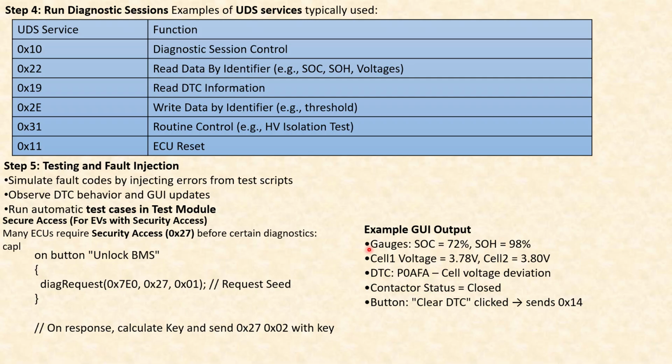For example, as a result of this implementation of the CAPL, these are the probable outputs. SOC is 72%, SOH is 98%, cell 1 voltage is 3.78 volt, cell 2 is 3.80 volt. So with this fault injection, you can find out that there is a slight cell imbalance, and also DTC P0AFA, cell voltage deviation, and contactor status closed, and the button Clear DTC is clicked, and it sends 0x14.